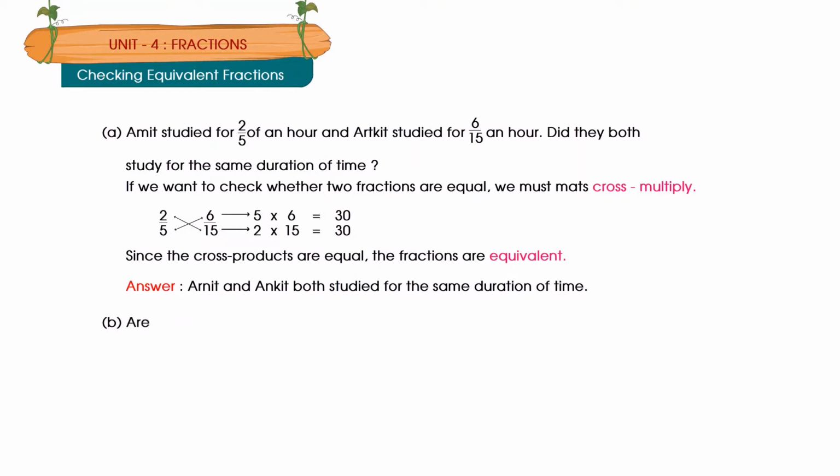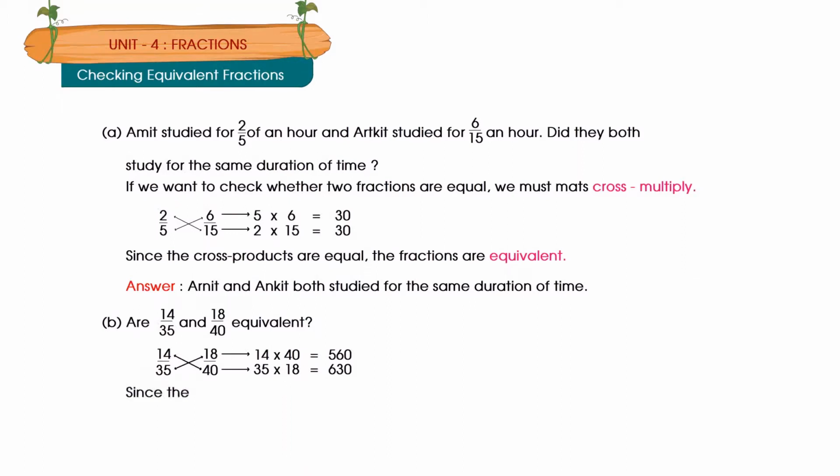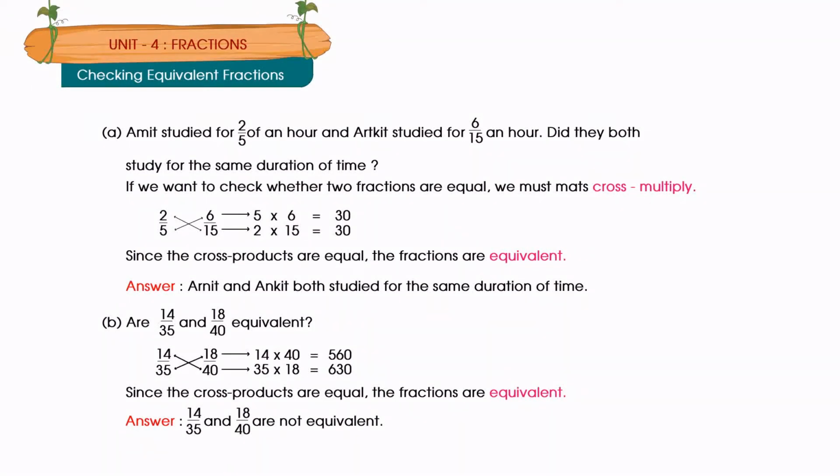B. Are 14 by 35 and 18 by 40 equivalent? 14 by 35 and 18 by 40: 14 into 40 is equal to 560. 35 into 18 is equal to 630. Since the cross products are not equal, the fractions are not equivalent. Answer: 14 by 35 and 18 by 40 are not equivalent.